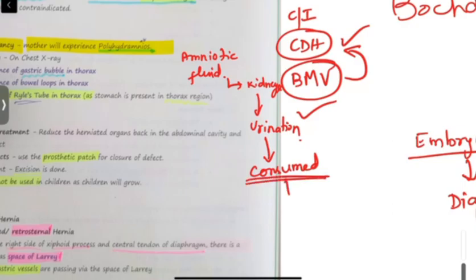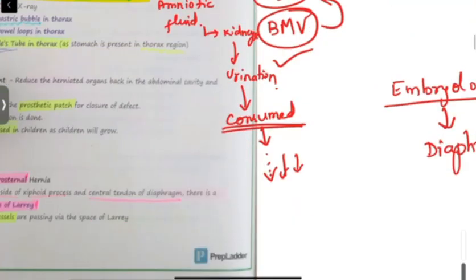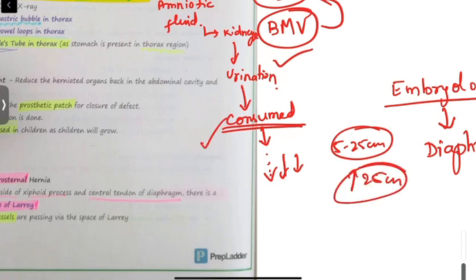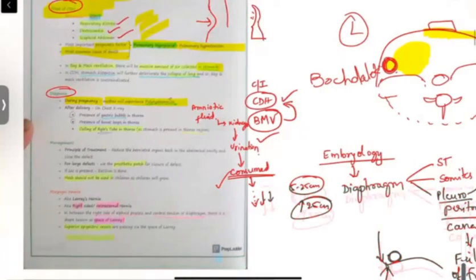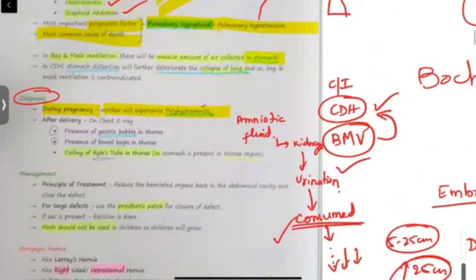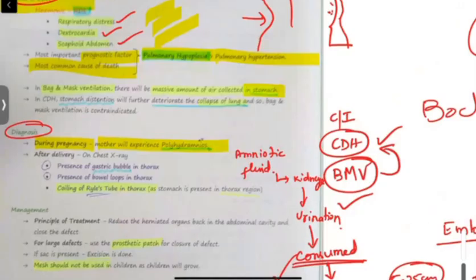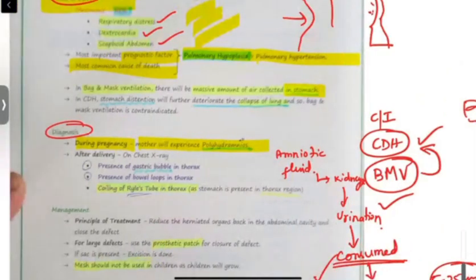If the baby drinks this amniotic fluid, it will come down, correct? Amniotic fluid should be 5 to 25 centimeters. If it is more than 25 centimeters, that means the baby is not consuming. Why is the baby not consuming? Because of this congenital diaphragmatic hernia. Since the hernia is already there, the baby's bowel is not functioning that properly, and because of that it is not consuming. Esophagus and stomach are in the thoracic cavity.